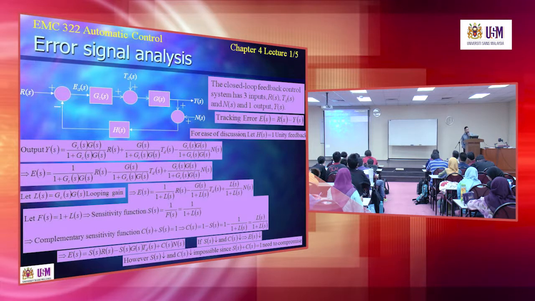If you look at this block diagram, basically the closed loop feedback control system normally has three inputs. The RS normally is the command that we insert. The TDS is the disturbance, which we normally don't want, but it comes into the system. And then the noise, which sometimes comes with the sensor, also comes in as an input here. So there are three basic inputs, and then we have one output that we are controlling, the YS, the response that we are considering.